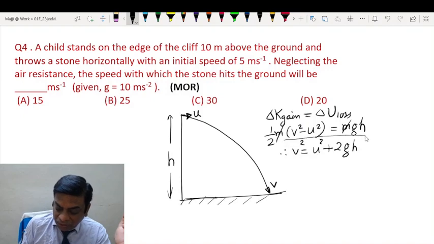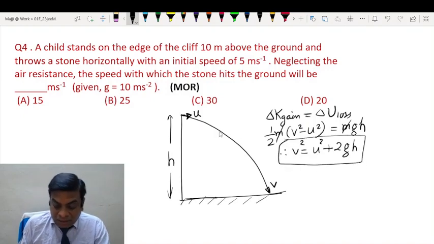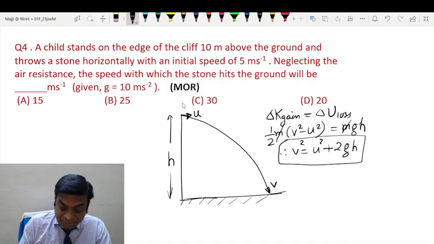One thing you have to notice, students, that this formula, it is independent of the direction of projection. Okay. The ball can be projected in any direction, regardless of the direction. This formula is always applicable. So let us substitute the values here.